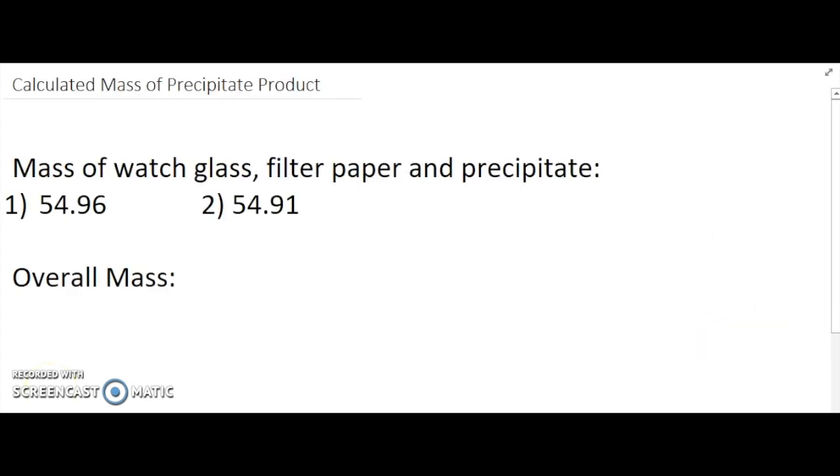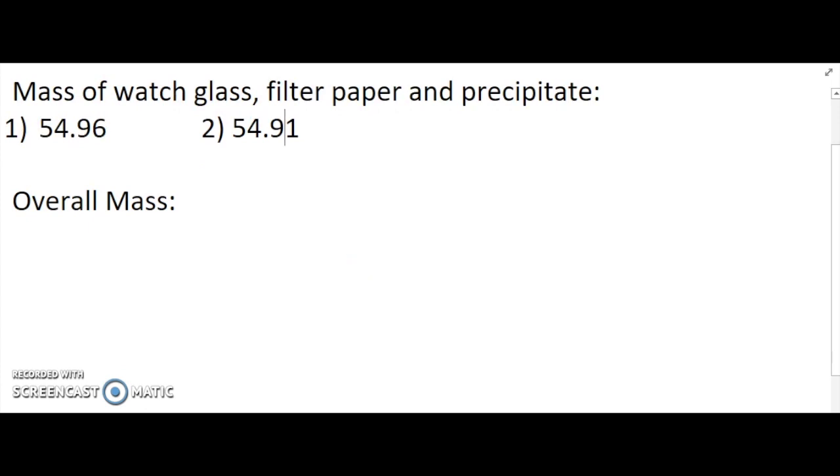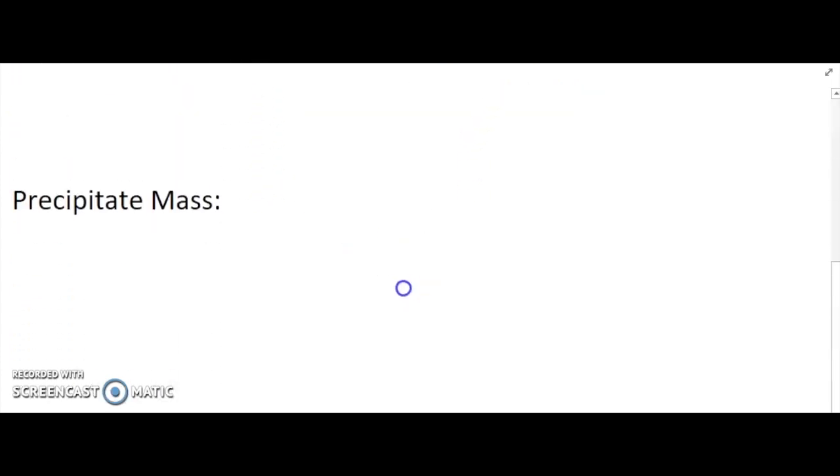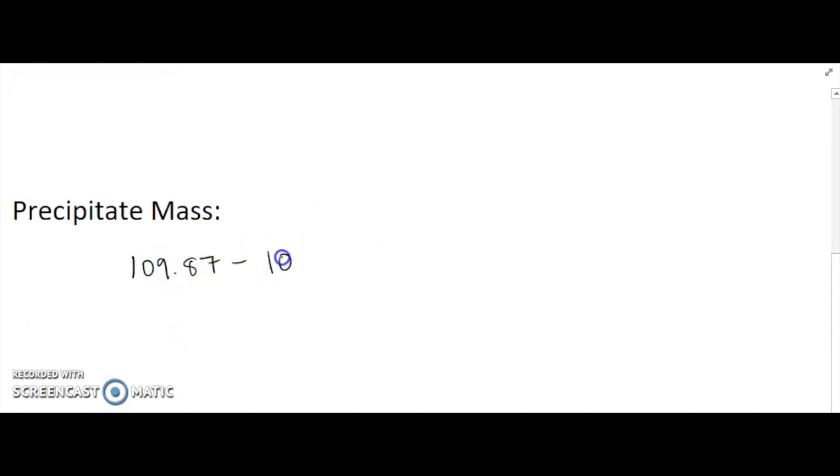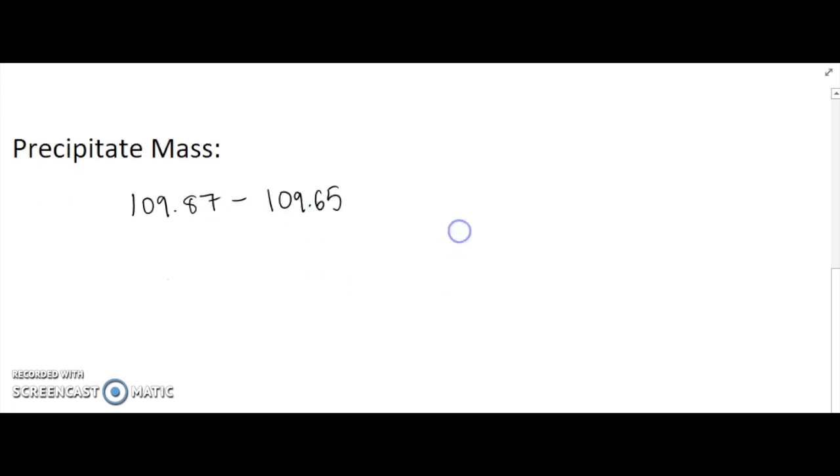For the mass of the precipitate product, we have to do the following. Our filter paper tore while we were trying to filter the first time, so we had to use another filter paper. That's why we have 2 masses of watch glass, filter paper, and precipitate. The overall mass of this is 109.87. To calculate the precipitate mass, we subtract 109.65, which is the mass of the watch glass and filter paper, from 109.87, and then we get an actual yield of 0.22 grams.